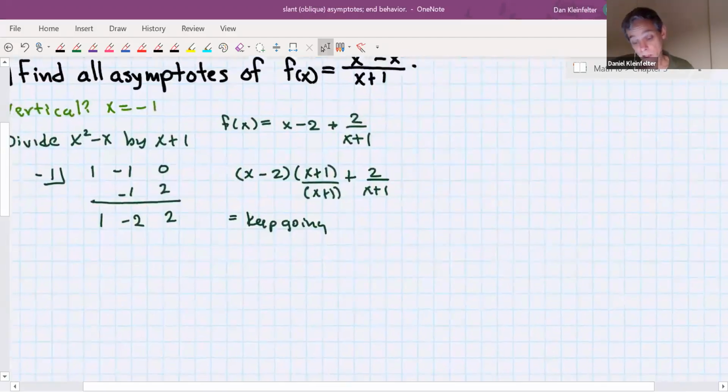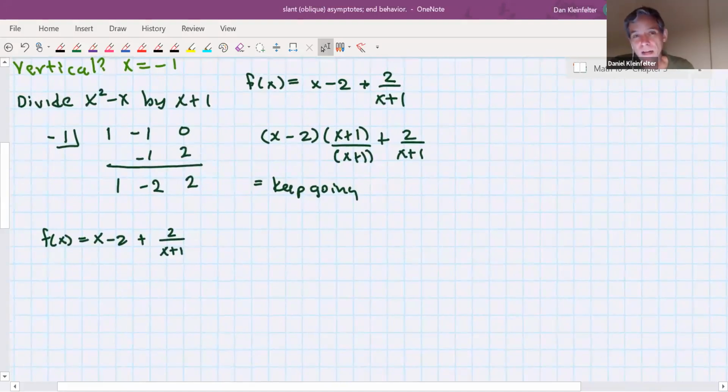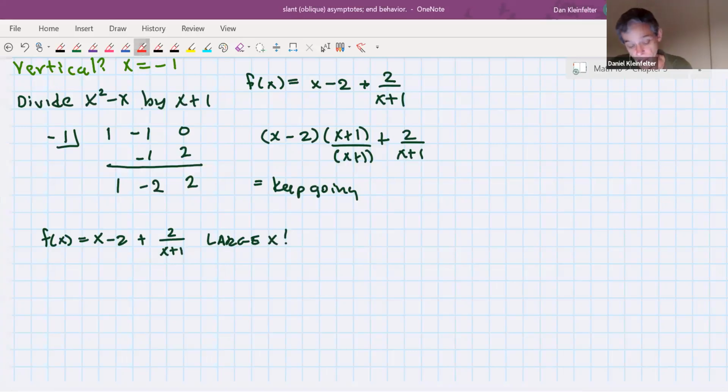So what this is good for, why do such a thing, is remembering that if we're interested in the end behavior of this graph, the slant asymptotes, we're considering values of x that are really large. So we're talking really large x's. And so if x is really big, a billion, a trillion, whatever, then 2 divided by that is nearly 0. So the thing is that this term is going to get pretty close to 0.